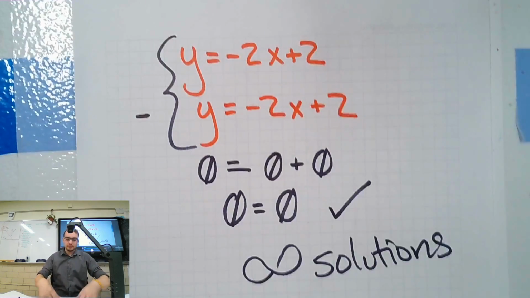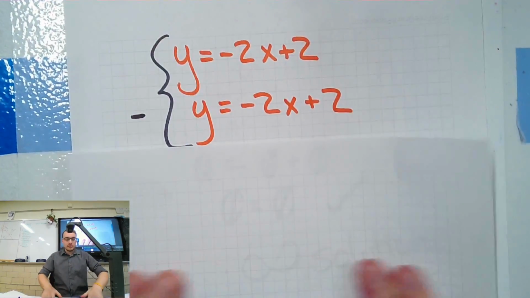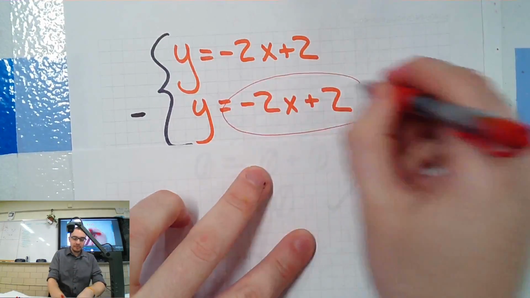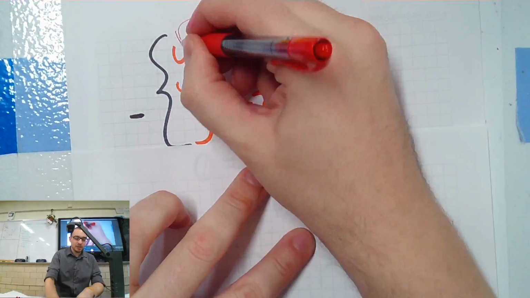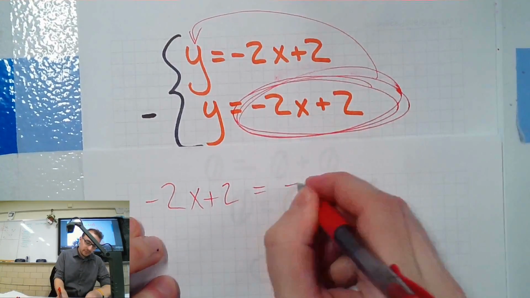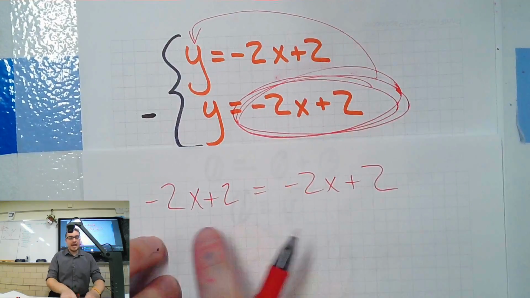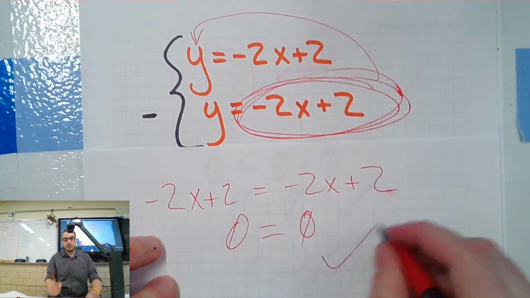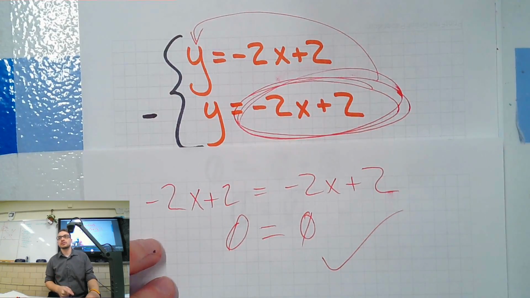Let's do substitution. Y equals this, right? So can I take that and plug it in here? Why do that? You already know it. Add 2x, 0 x's. Subtract 2, 0. True everywhere. Infinitely many solutions.